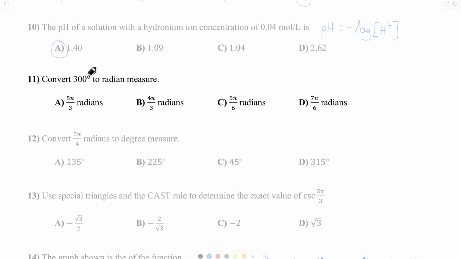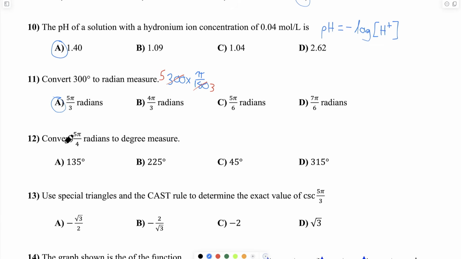11, convert 300 degrees to a radian measure. Well, if I want to convert a degree to a radian measure, I just multiply by pi over 180. And I could reduce this. 60 goes into both 300 and 180. It goes into 300 5 times, into 180 3 times. So I have 5 pi over 3, which is A.